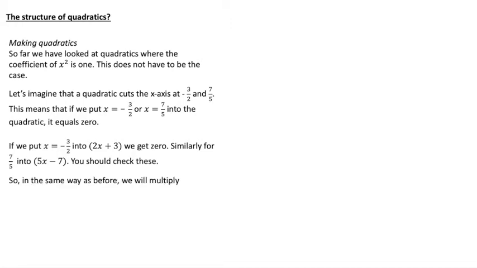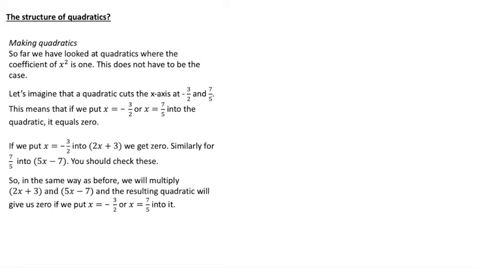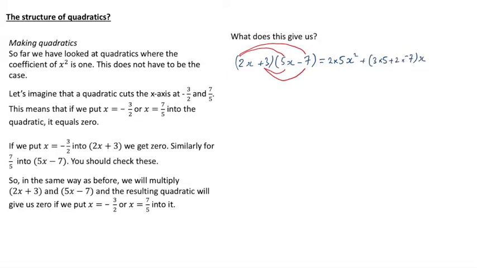So, in the same way as before, we're going to multiply these out. So we've got 2x plus 3 times 5x minus 7, and the resulting quadratic will give us 0 if we put x equals minus 3 over 2 or x equals 7 over 5 into it. So what does this give us? Well, first of all, we're going to multiply the 2x by the 5x to get 2 times 5x squared. Then we're going to do the outside, which is 2 times minus 7, and the inside, which is 3 times 5. And those are going to be x's. And we've got 3 times minus 7 at the end.